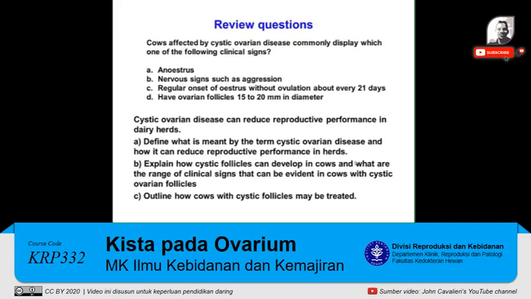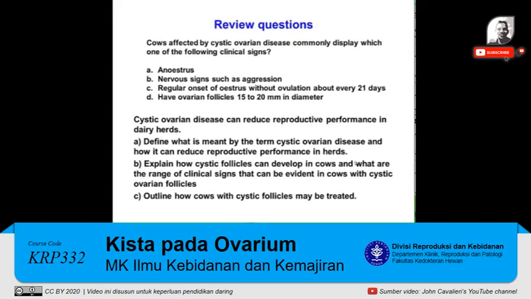Another problem that can occur is that if the cows show erratic estrus behaviour, then farmers may inseminate them a number of times, and of course they'll fail to get pregnant, so this can be a cause of semen wastage as well. How do cystic follicles develop in cows, and what is the range of clinical signs that can be evident in cows with cystic ovarian follicles?